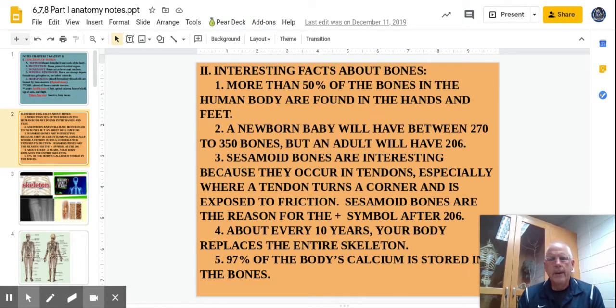And 97%, going back to one of the functions of the skeletal system, which is a storage depot for minerals, 97% of your body's calcium is stored in your bones. You might want to take note of that. That's a test question too. So a lot of test questions come from this slide. The 50%, the 206, the 97%, the baby 270 to 350. There's like 4 of the 10 multiple choice right there. So kind of take note of that. And that's pretty much what we'll test you over as far as multiple choice goes.